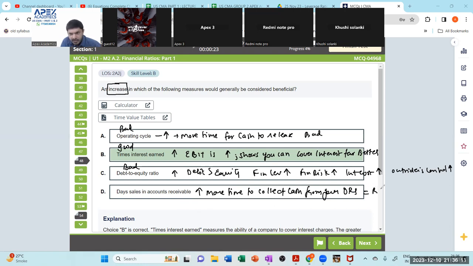From your debtors, which is again bad. So what is your answer? Your answer is point number B. I'm putting a white flag on this because it's a good question. I can play around with this question. A decrease in which of the following measures will be considered to be adverse?